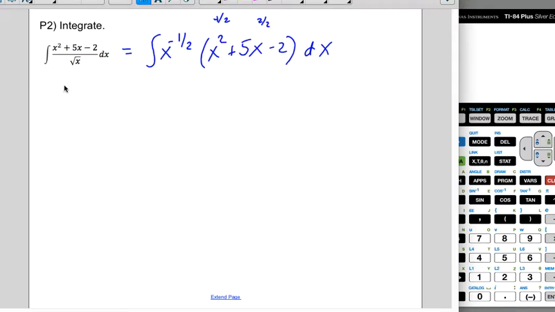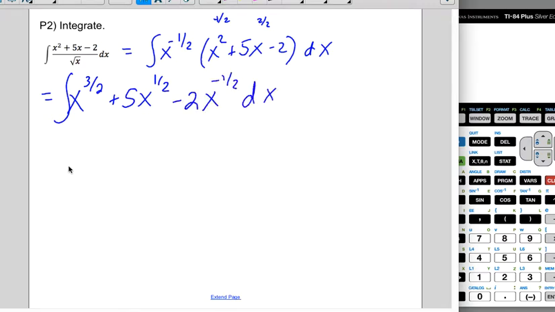So when I distribute, I'm going to get that this is an x to the 3 halves, because it's 4 halves minus the 1 half, plus 5x to the 1 half minus a 2x to the negative 1 half, and then a dx. And then I'm just going to use the power rule for all of these.